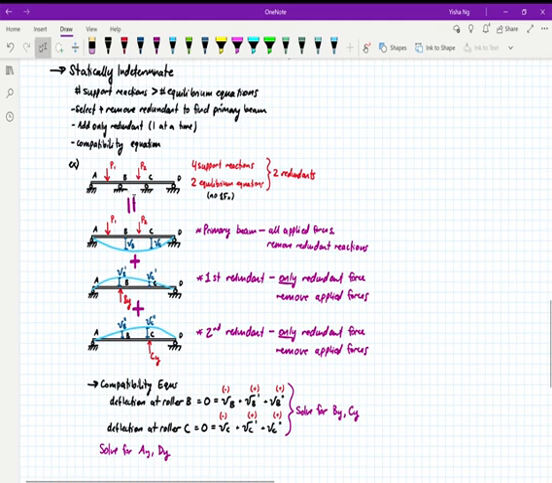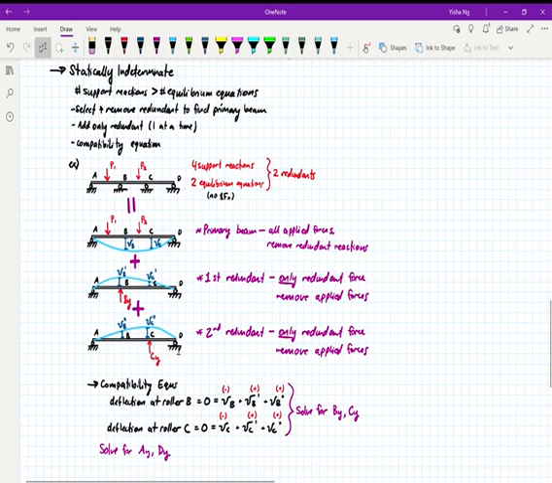So for example, at roller B, we know that in reality, the beam has to be touching B because it's a roller, it's a support. So that means we know that our overall deflection is equal to 0. And so that means we take VB here plus this value plus this value. So we add together all of the different deflections, and we know that that equals 0.